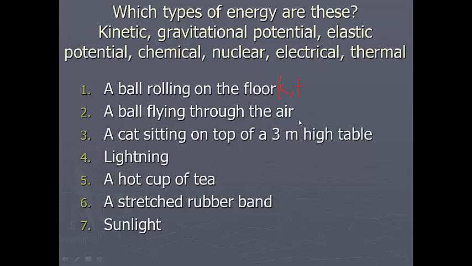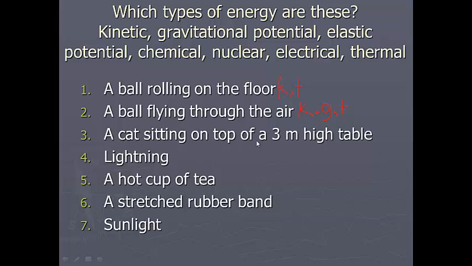Number 2, a ball flying through the air. Well, it's moving, so it's going to have kinetic energy. It will also have gravitational potential energy because it's not on the ground. It is at some temperature, so it will have thermal energy. And I think we pretty much covered everything.